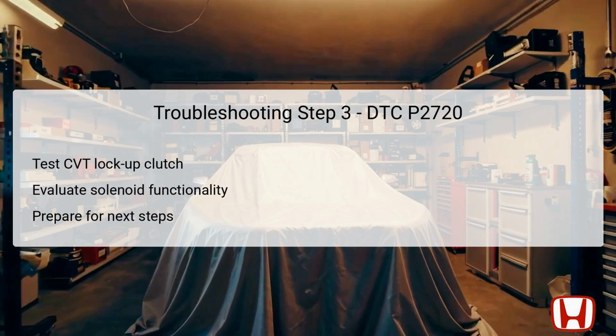In step 3 of troubleshooting DTC P2720, you need to ascertain whether the CVT lockup clutch control solenoid valve operates correctly. This can be accomplished by conducting a practical test of the solenoid valve. If it is functioning as expected, you will then transition on to step 4. If the solenoid does not work properly, further diagnostics will be required to identify the malfunction.